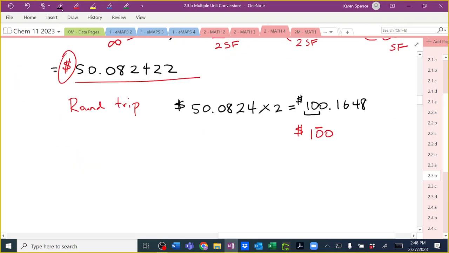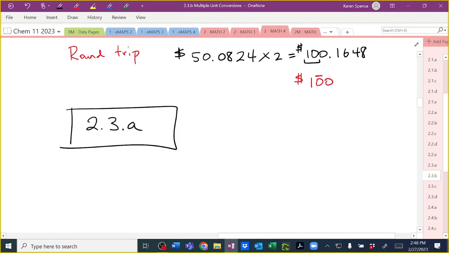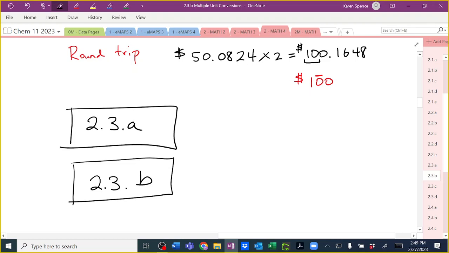So if you have not done 2.3a, I would like you to start with that. If you have done 2.3a, then I would like you to do 2.3b. For those of you who have not done 2.3a, your homework is to complete that and try a couple of questions from 2.3b. The rest of you can just do all of 2.3b, and everyone else will be playing catch up. Okay?